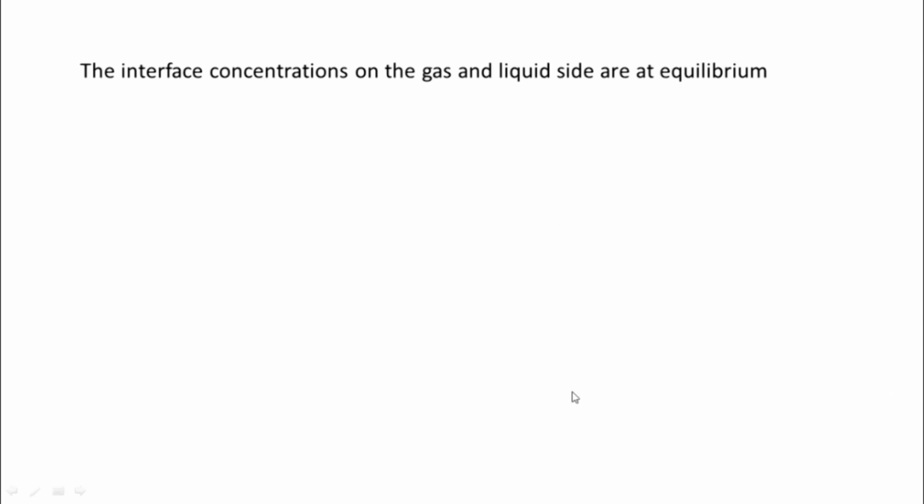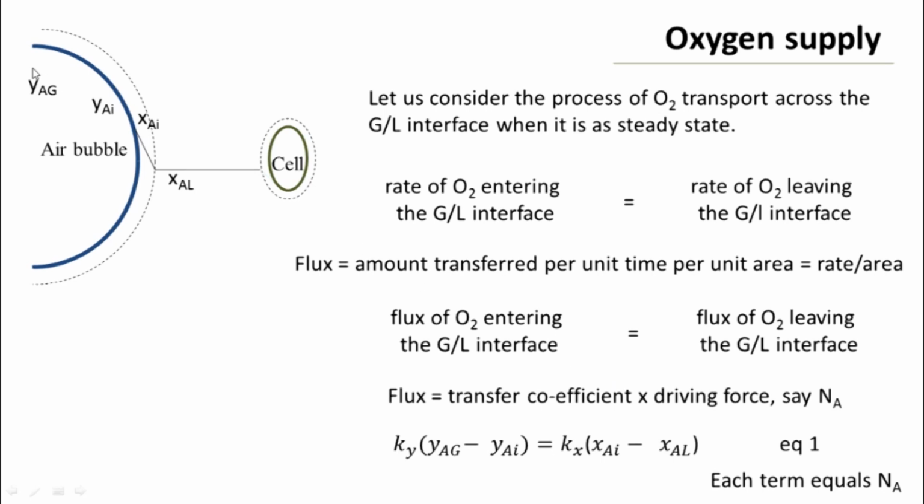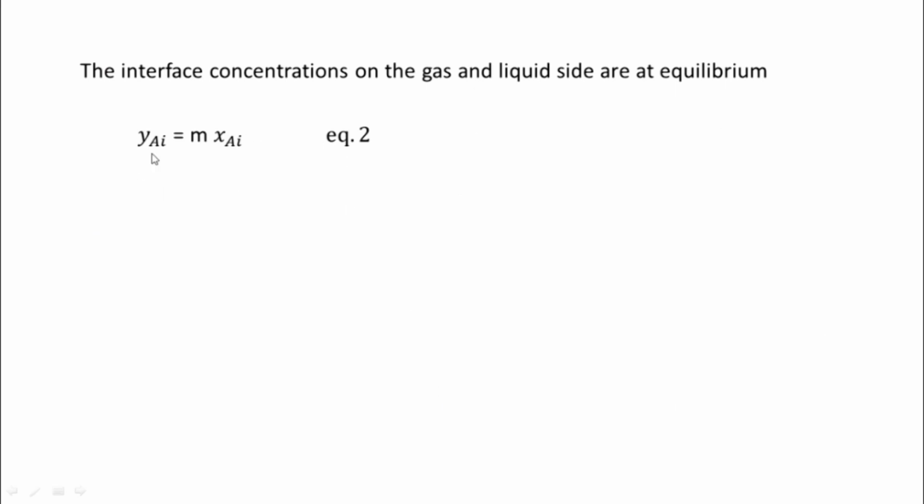The interface concentrations on the gas and liquid side are at equilibrium. That is what we said earlier too. The YAI and XAI are at equilibrium. They are equilibrium concentrations. And therefore, YAI can be written as some constant into XAI. From a larger perspective, if you recall the equilibrium curves, it is typically YAI versus the mole fraction in one phase versus the mole fraction in the other phase. It is usually a curve. So in certain regions, the curve can be approximated to a straight line. That's essentially what this means.